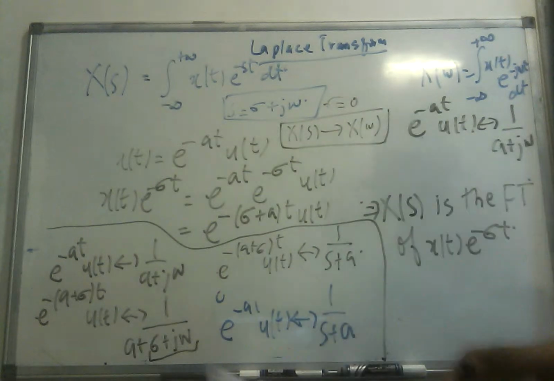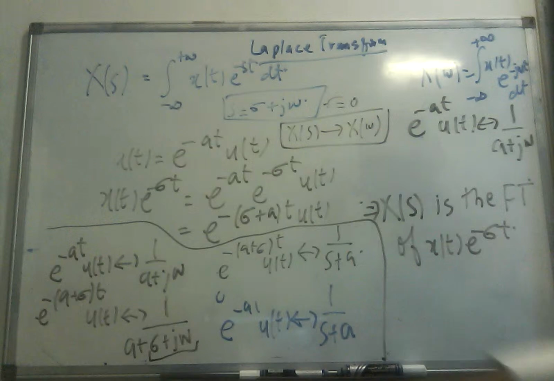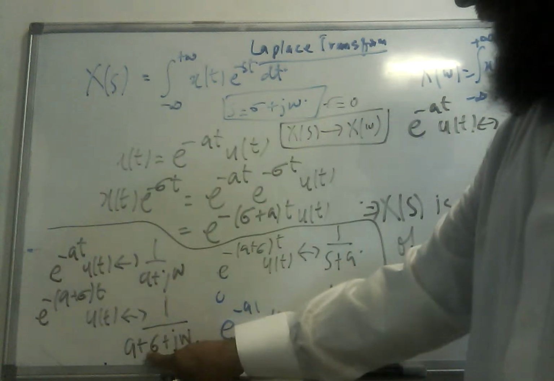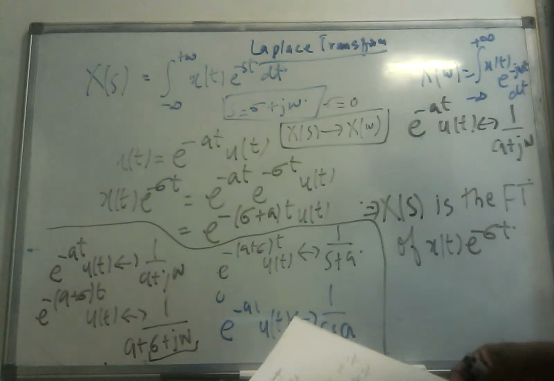So if we know the Fourier, I can find the Laplace. If we know the Laplace, I can find the Fourier. So if I make sigma equal to 0 here, it will be 1 over a plus j omega, which is the Fourier transform of e raised to the minus at u of t.